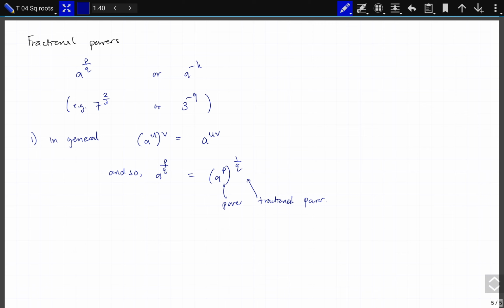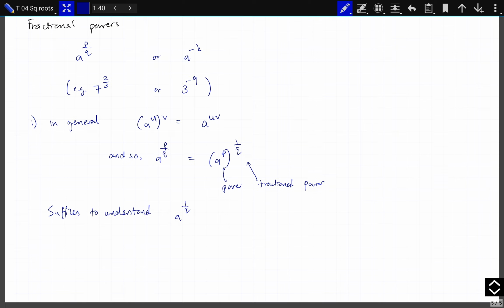It suffices to understand a to the 1 over q, because we understand a to the p.